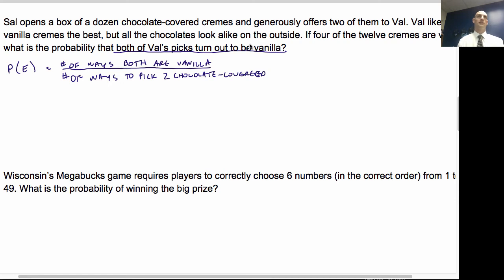It's not technically chocolates, they have vanilla cream in them. Chocolate covered creams. Maybe they are, I don't know.